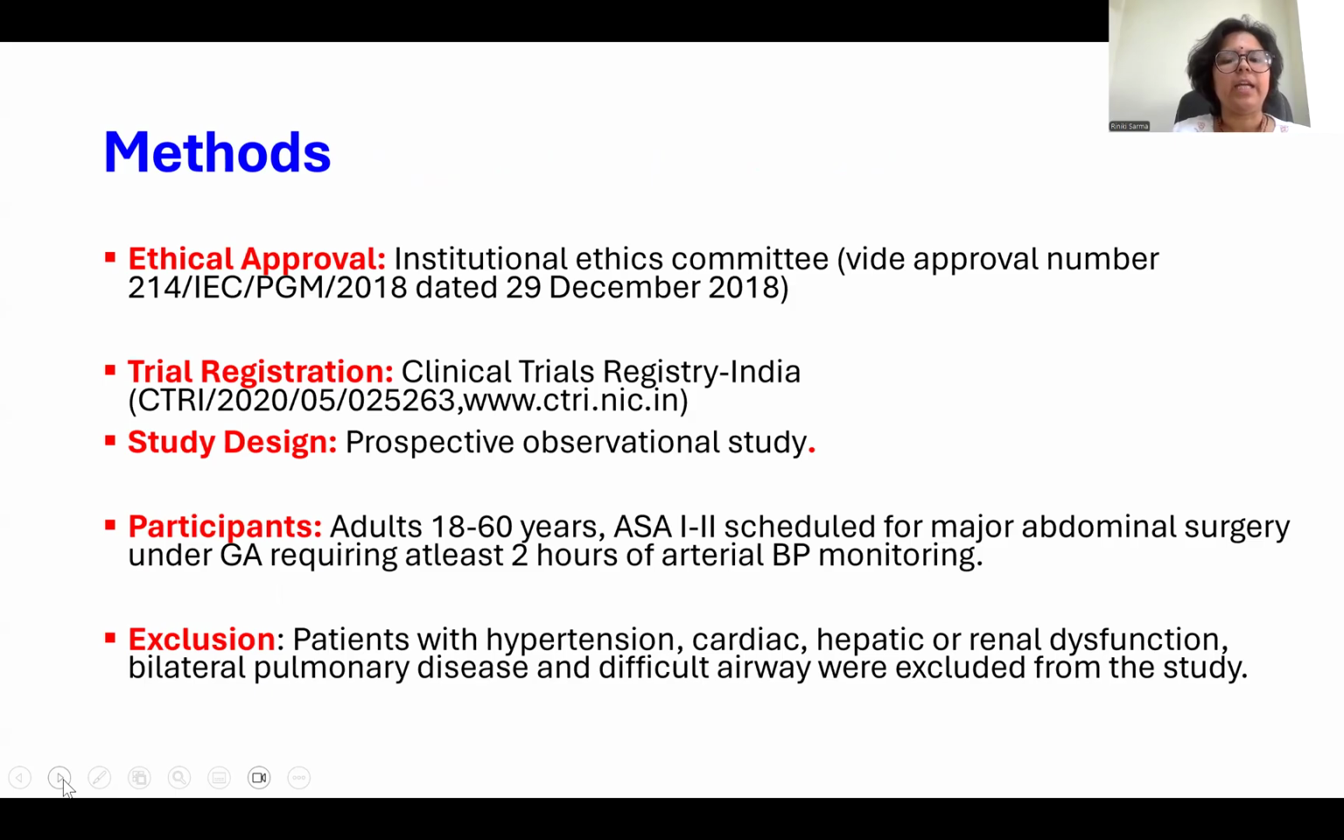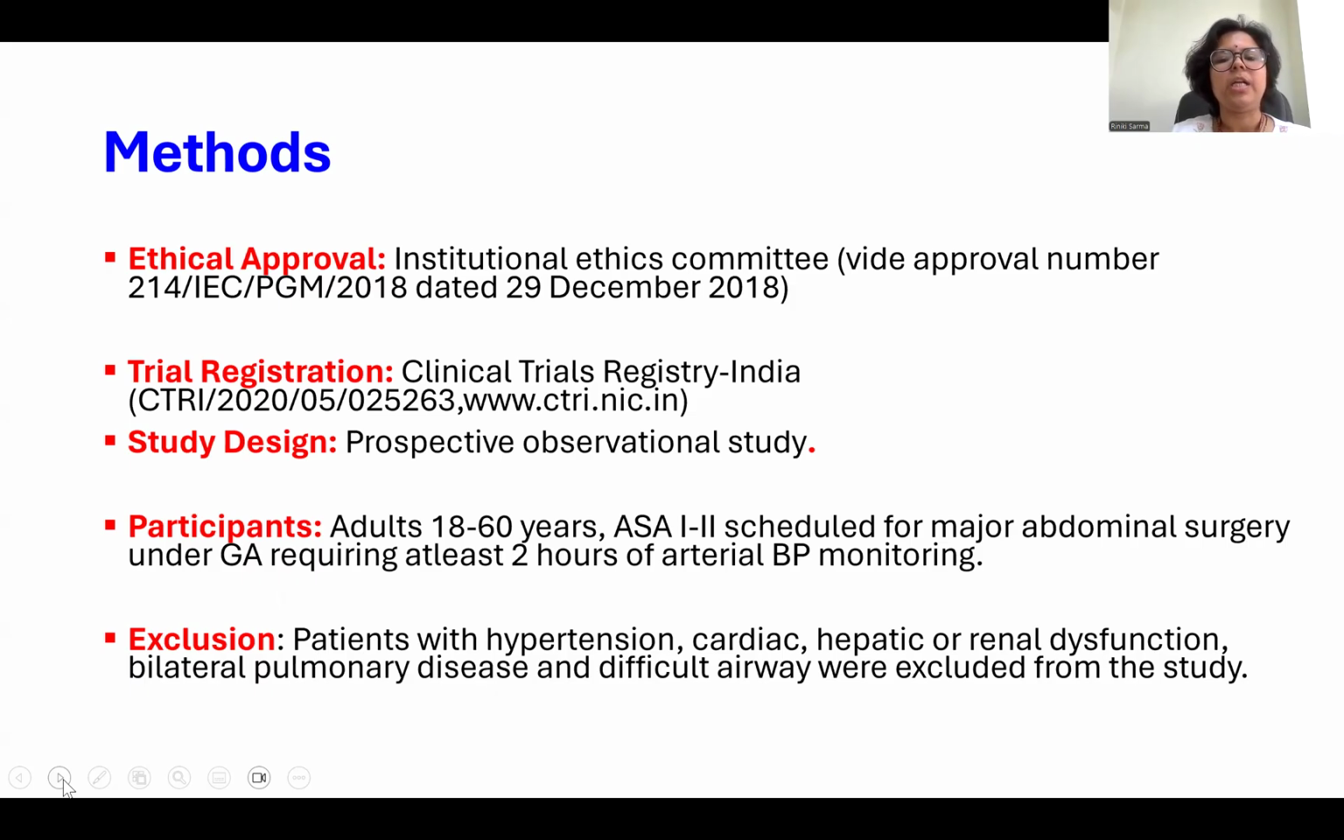Ethical approval was taken from the Institutional Ethics Committee and the trial was registered under the Clinical Trial Registry of India. The study design was a prospective observational study. The participants included patients of adult age groups 18 to 60 years, ASA grade 1 and 2, scheduled for major abdominal surgery under general anesthesia, requiring at least 2 hours of arterial blood pressure monitoring.